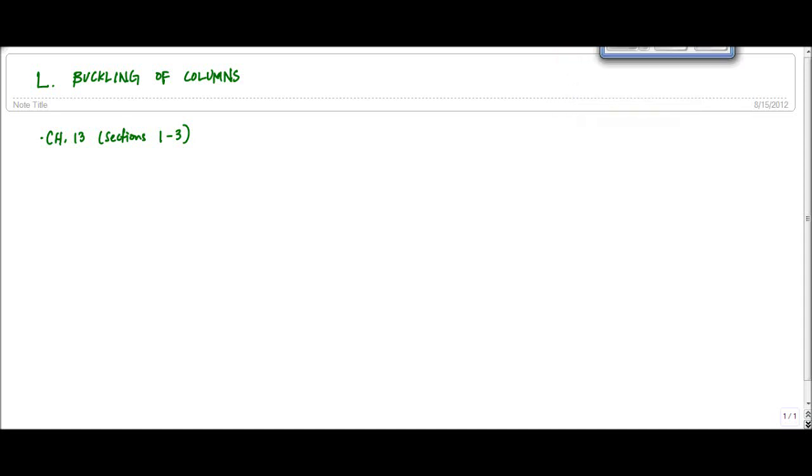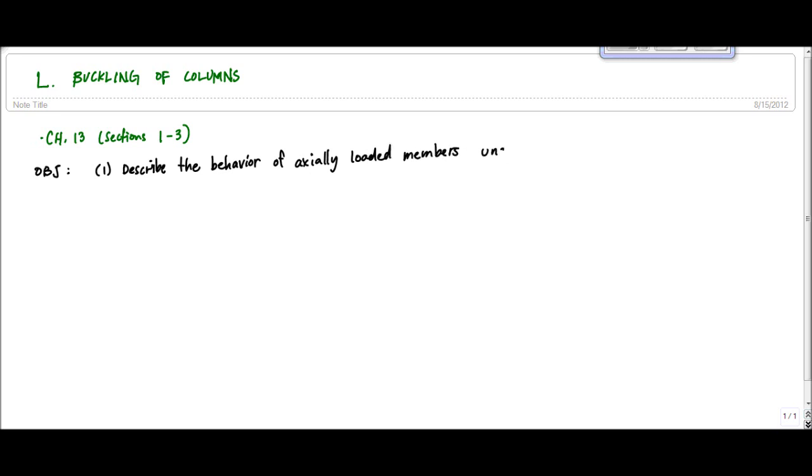Okay? And so for buckling of columns, what we want to be able to do is the following. These are our objectives. Our first objective is to understand or to describe the behavior of axially loaded members under compression.